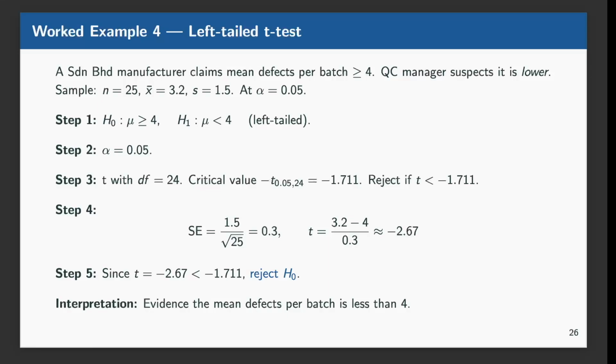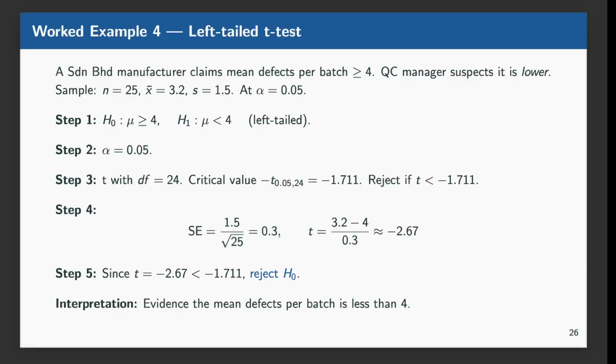Step 1. H0: mu is greater than or equal to 4. H1: mu is less than 4. This is left-tailed, since the word lower points in exactly one direction. Step 2. Alpha equals 0.05. Step 3. We use t with 24 degrees of freedom. The critical value is negative 1.711, and we reject H0 if our t falls below that value.